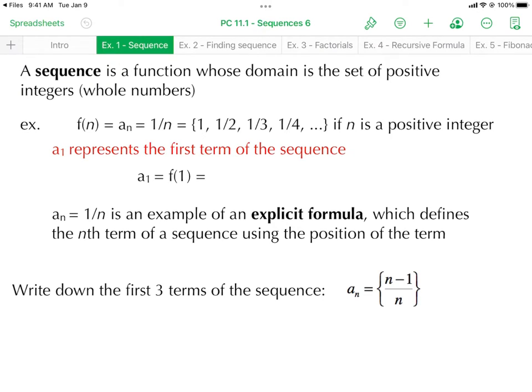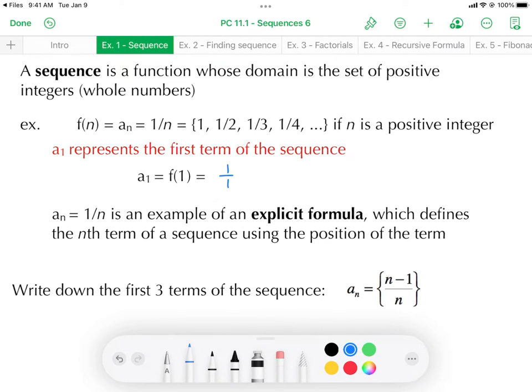Okay? And that results in numbers 1, 1/2, 1/3, 1/4, etc. Okay, you get each of those numbers by plugging a value in for n. So if I want a sub 1, that's the same as f of 1 by the formula. I would be plugging a 1 in for n. 1 over 1 is, of course, 1. If I wanted to find a sub 2, that would be the second term of the sequence. That's the same as f of 2, which would be 1 over the n value of 2.